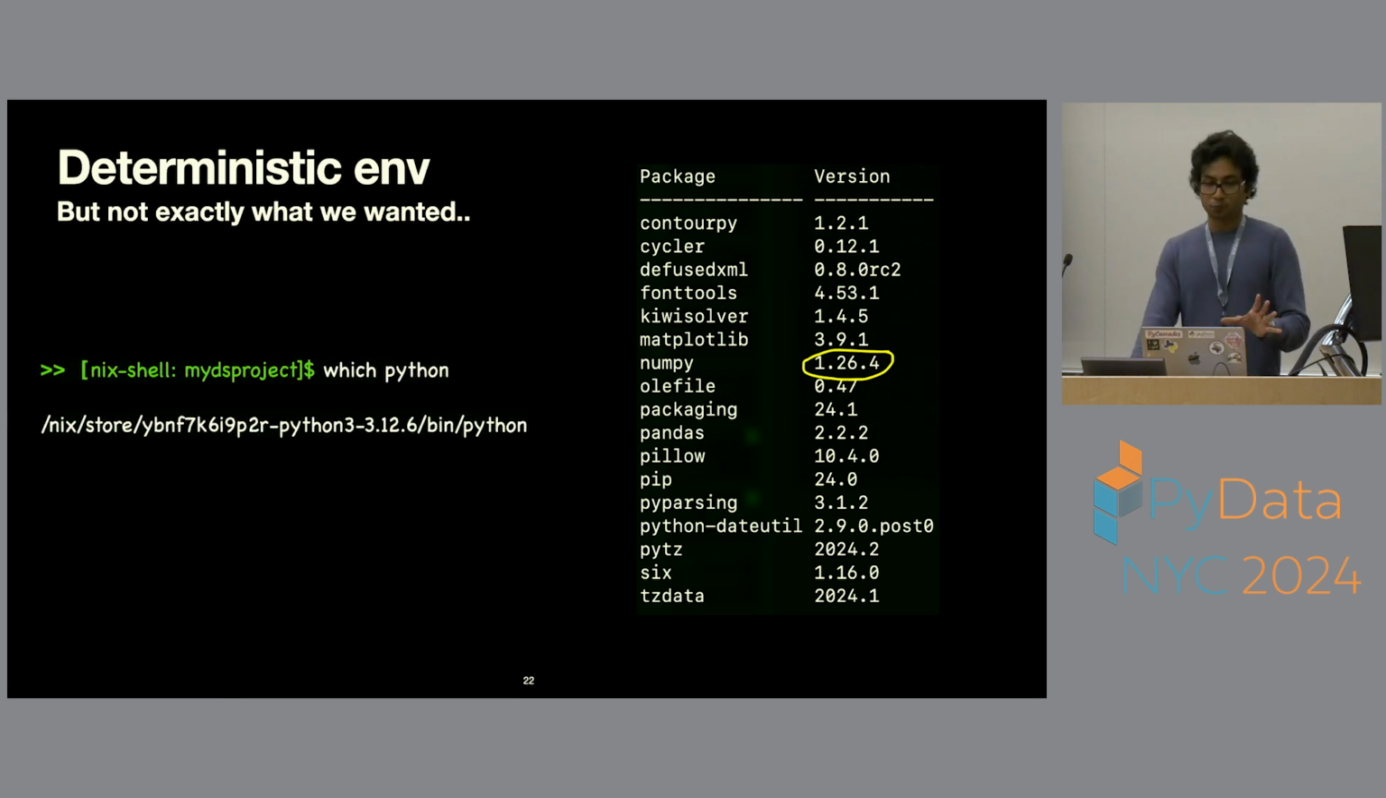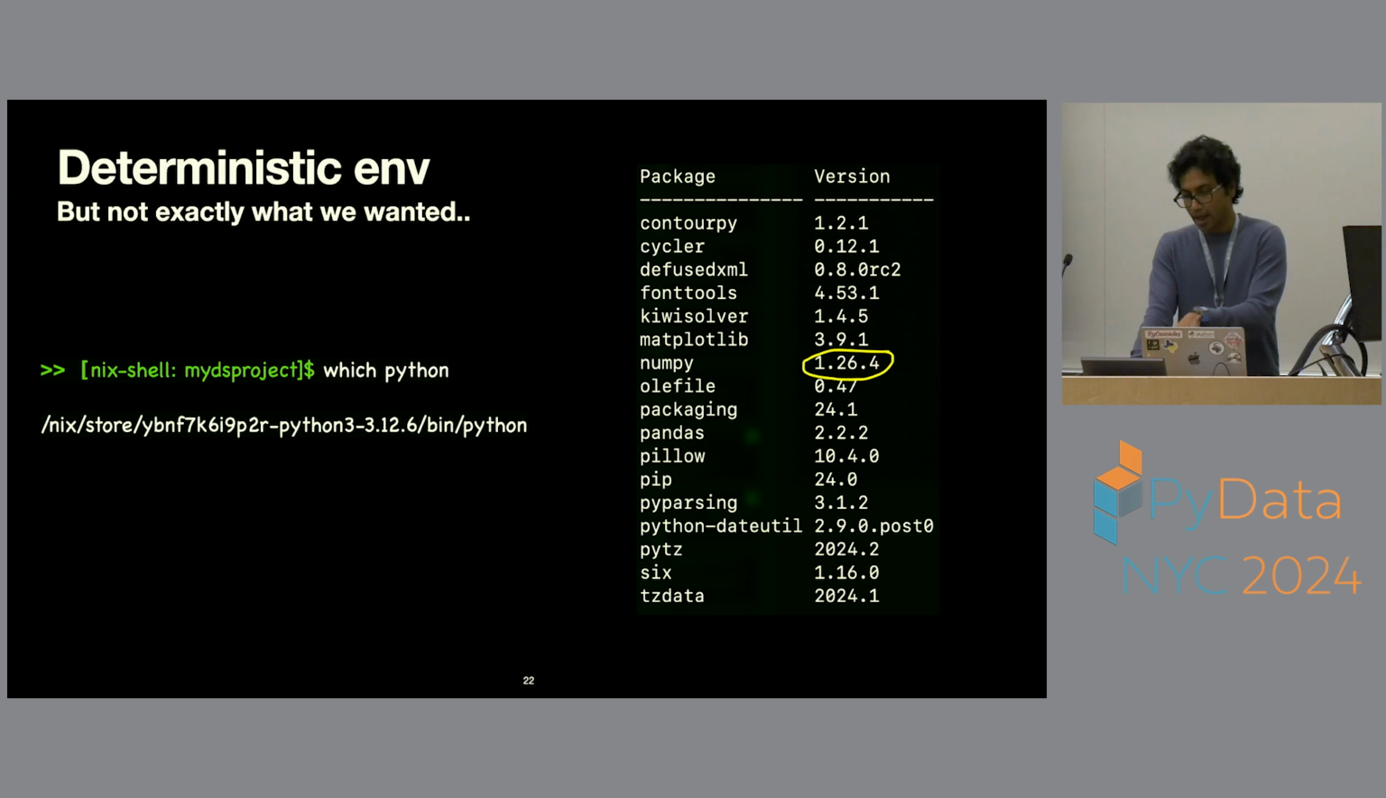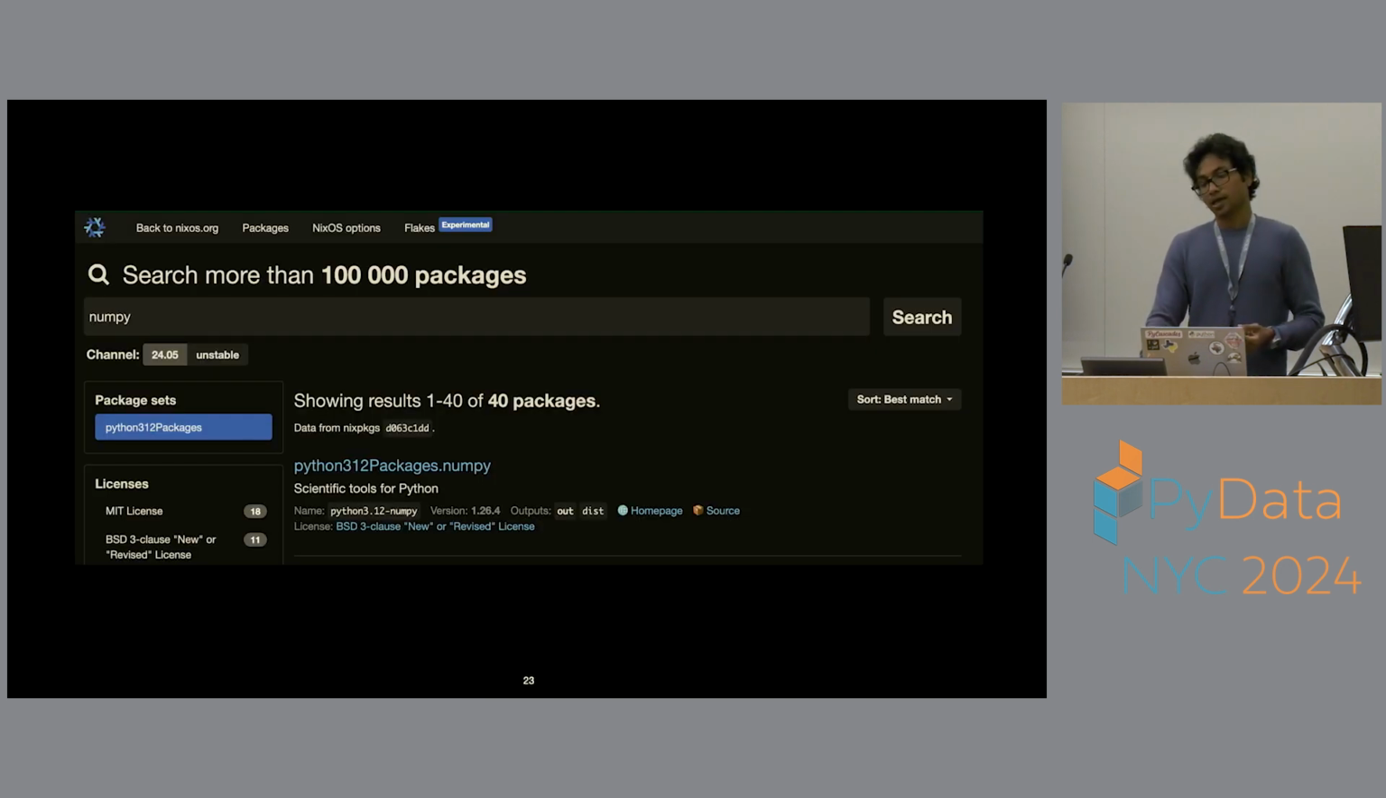When I did which python, it actually gave me the right one, because it's inside the Nix store. As I said, every package, so Python also, is a package inside Nix. So it stores inside this, and so we're good there. But we want to debug why the NumPy version is 1.26.4.